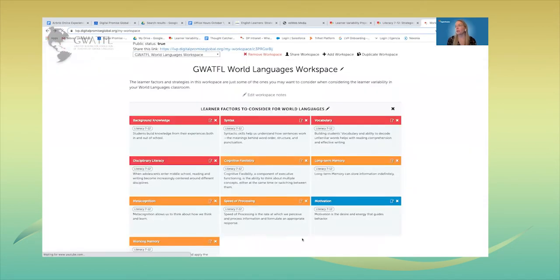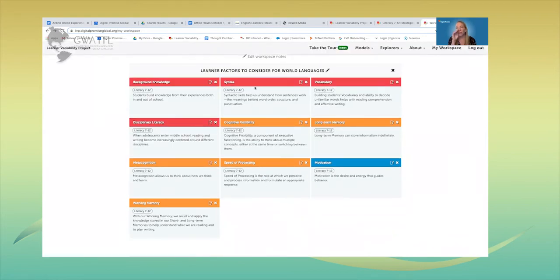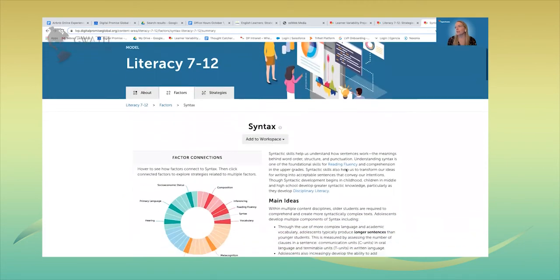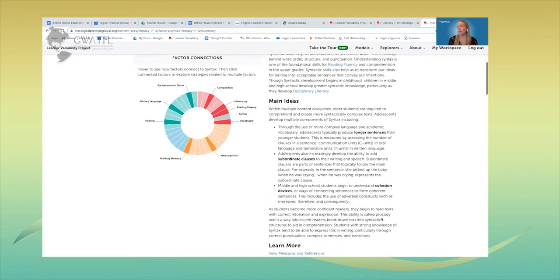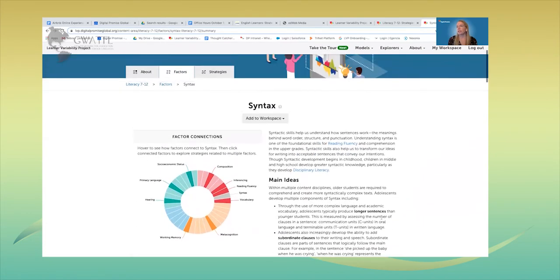Another factor that is really important for world language would be syntax. And so when we're talking about syntax, this is just understanding how sentences work, the word order, structure, and punctuation. And of course, we know this can be different in different world languages. And so how well a student understands the syntax in their primary language and their ability to translate that understanding and be flexible in it and apply it to a new language is also going to be a critical piece of their learning. And so this is an interesting one to consider when you're looking at world languages.